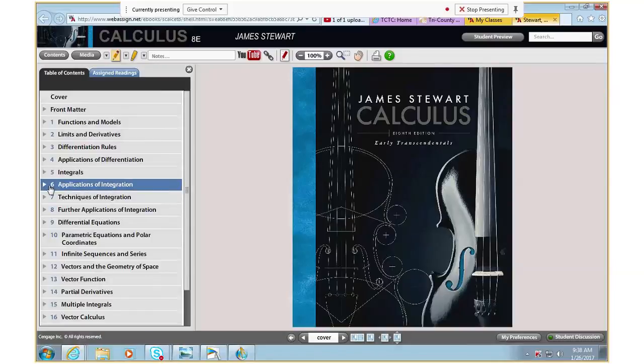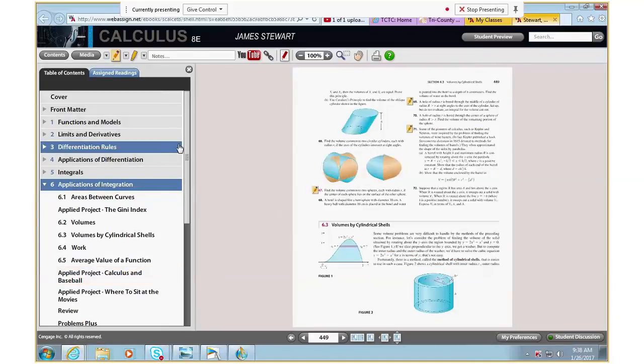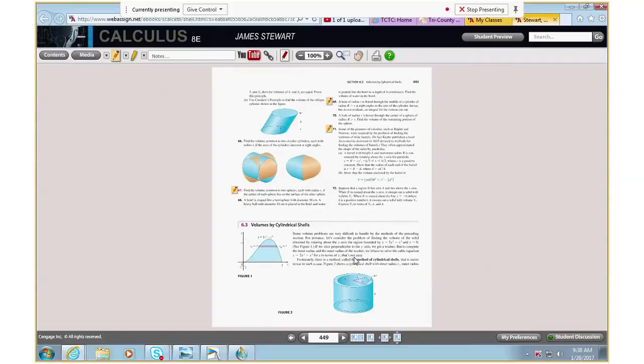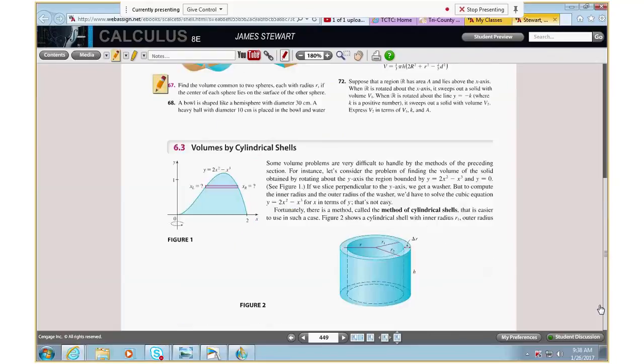I think it's chapter 6, isn't it? There we go. 6.3. Volumes by cylindrical shells. And there we go. Now again, if you rotate this, what would you get? And I'm going to blow this up because I want you to test your visualization. If I was to just do a disc around the x-axis on this guy, what would it look like?